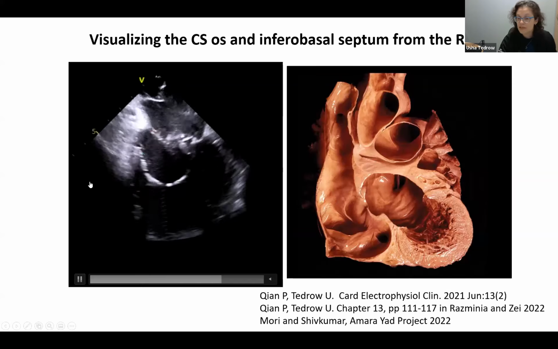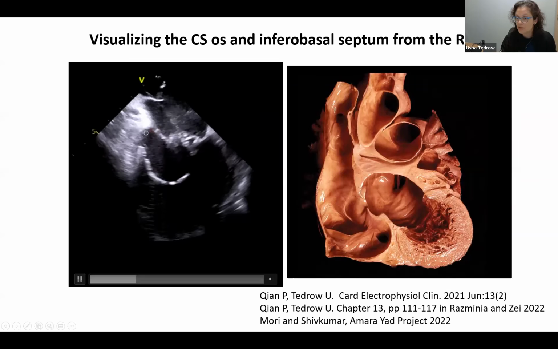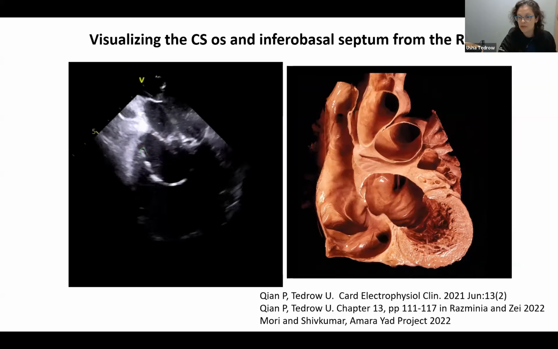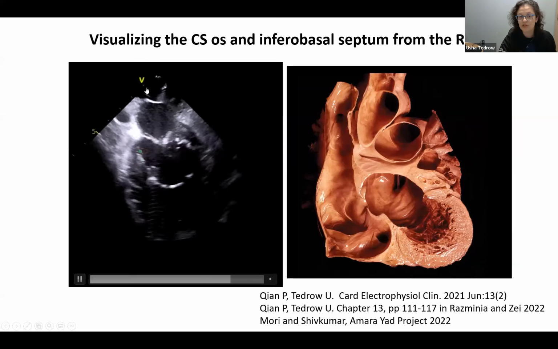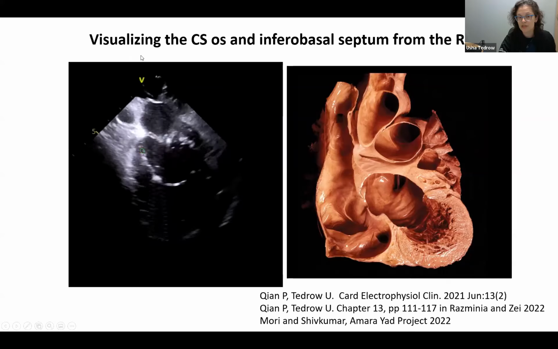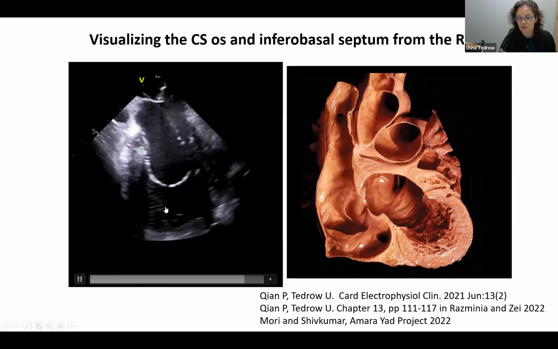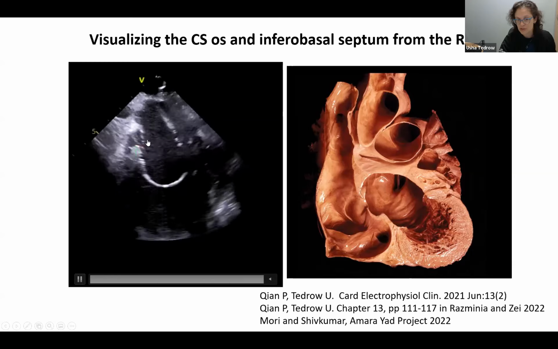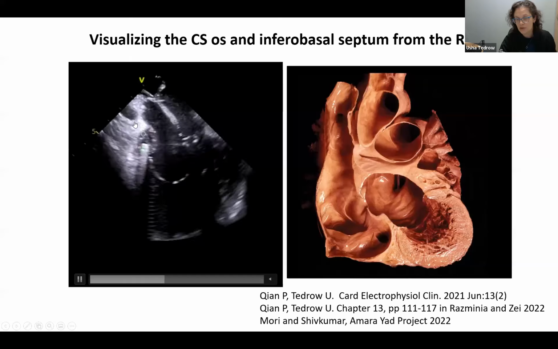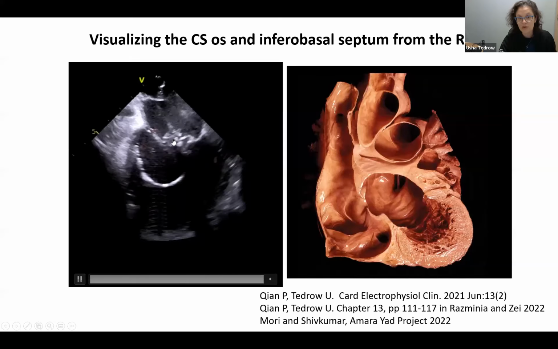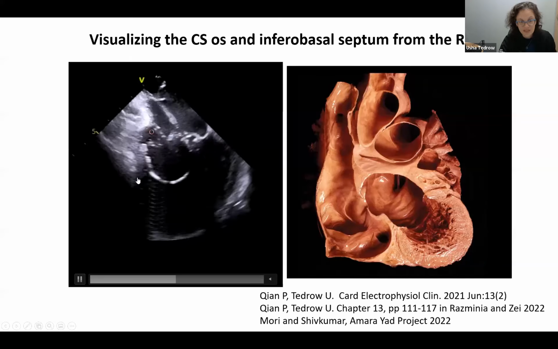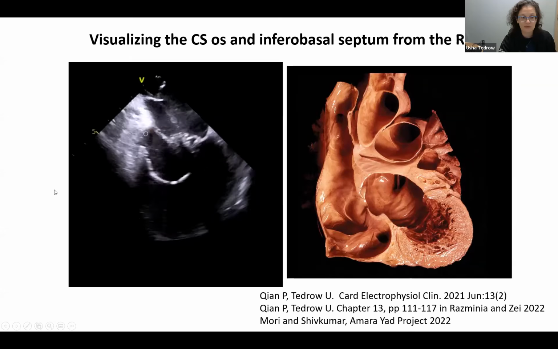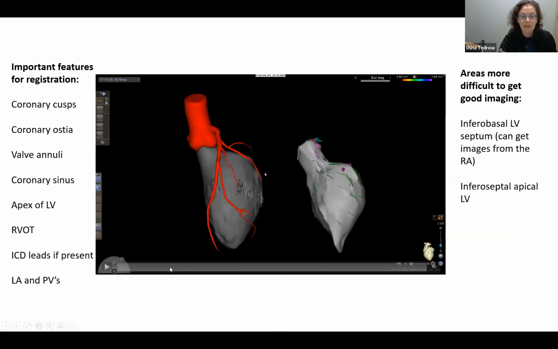There are a couple places that are very hard to image with ICE, and one of them is the infrabasal septum, and I usually try to get images from the right atrium. Here the ultrasound is in the right atrium looking over towards the LV. You see a transseptal catheter looped around towards the mitral annulus. You can see the coronary sinus, you can see the mitral valve, and you can see this part of the LV, which is really hard to add to the map without getting a view like this.